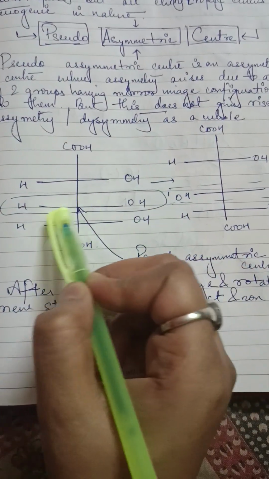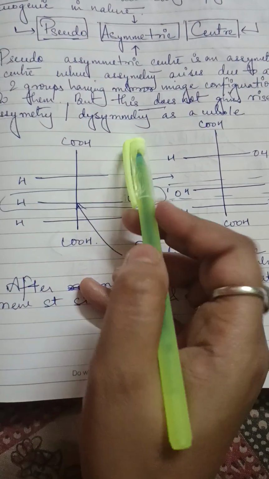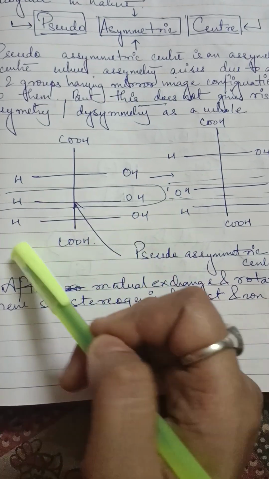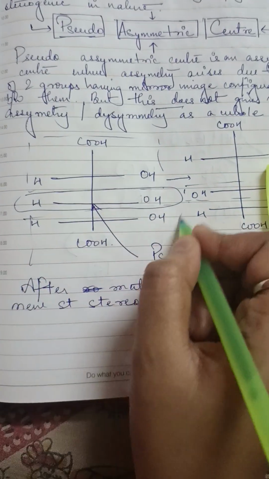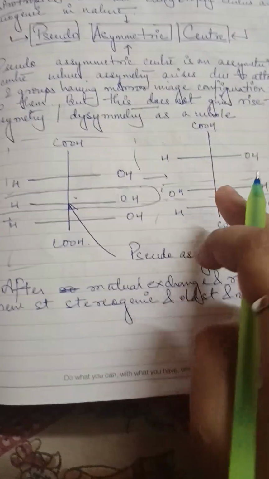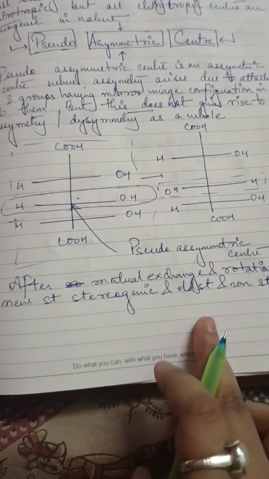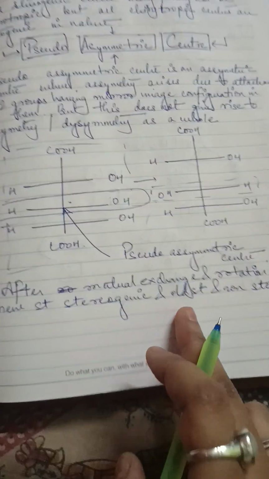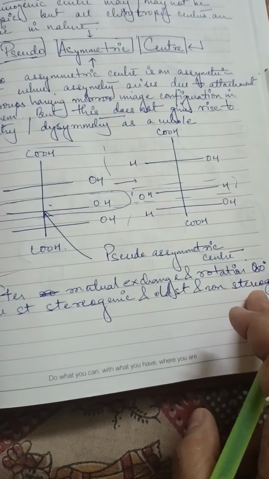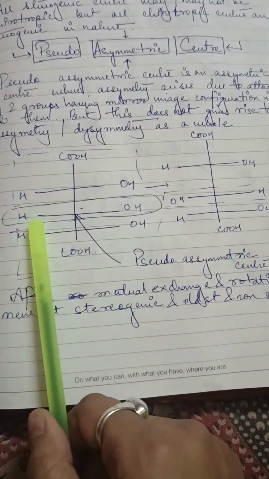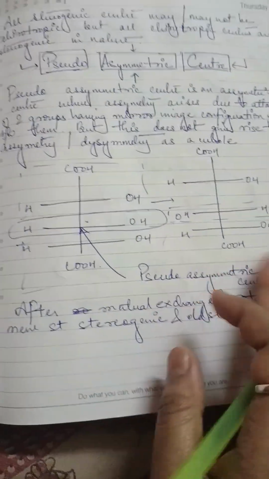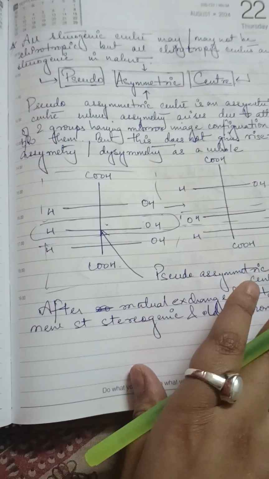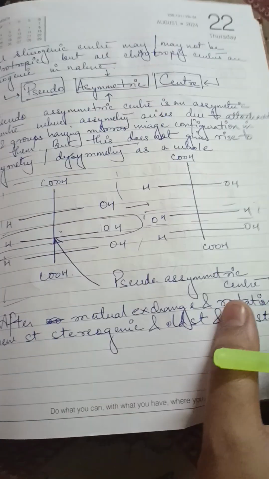So this is your pseudo asymmetric center, and above it we have the mirror image of each other. Can you see these two? These two are the mirror image of each other. This one is the mirror image of this. So this is pseudo-asymmetric center. After mutual exchange and rotation, the old one is a non-stereogenic structure and the new one is stereogenic. This is stereogenic and this is non-stereogenic.